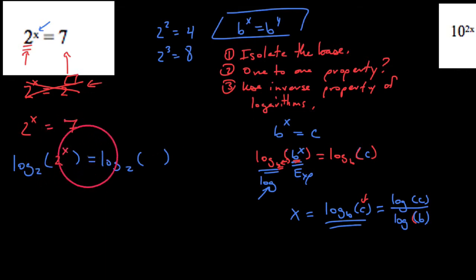On the left side, I have 2 to the x. On the right side, I have 7. So what I end up with here is this: the log base 2 and the 2 cancel out, and I get left with x.